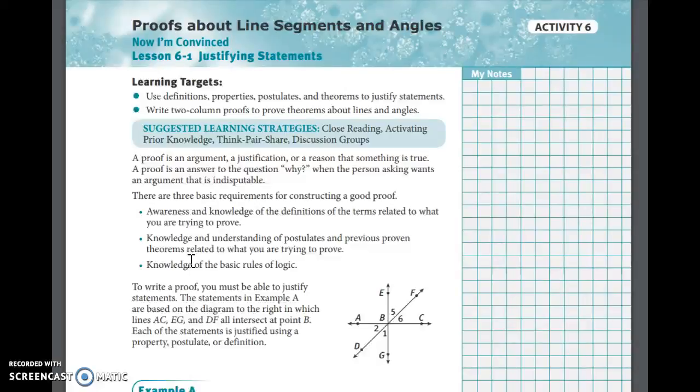Because we might be needing to use that in a future proof. To write a proof, you must be able to justify statements. The statements in example A are based on the diagram to the right, in which lines AC, EG, and DF all intersect at point B. Each of the statements is justified using a property, postulate, or definition.